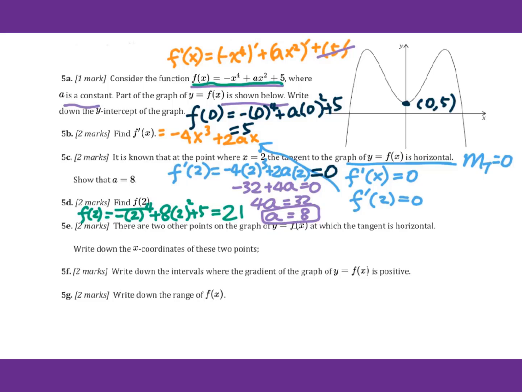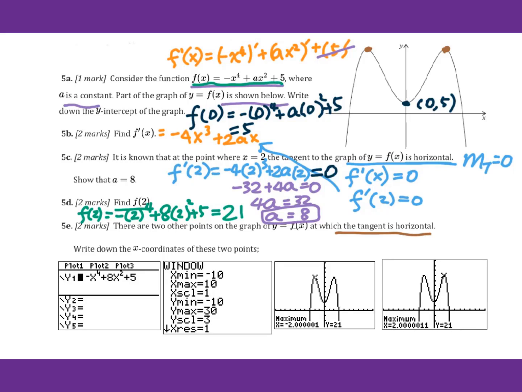Now let's go to 5e. There are two other points on the graph of f of x at which the tangent is horizontal. That means for these two maximum points, write down the x coordinate of these 2 points. If you know you're looking for the maximum points, we plug the function into calculator y1. You can set up the window like a maximum is 30 or 50, it doesn't matter, as long as you can see this maximum clearly on the window, then you will figure out the maximum.